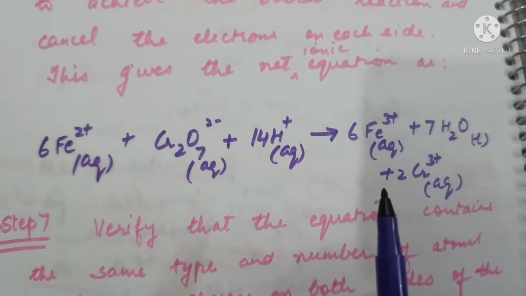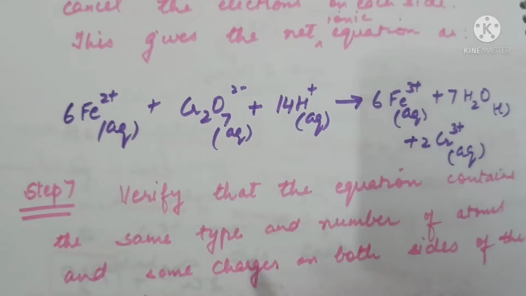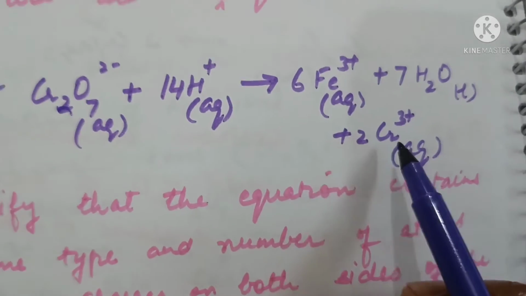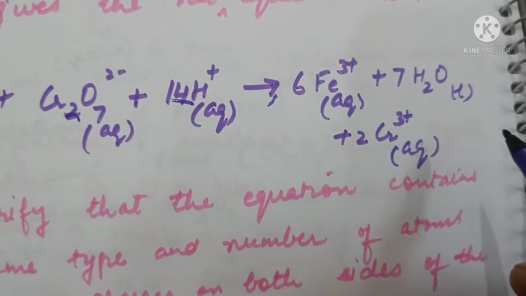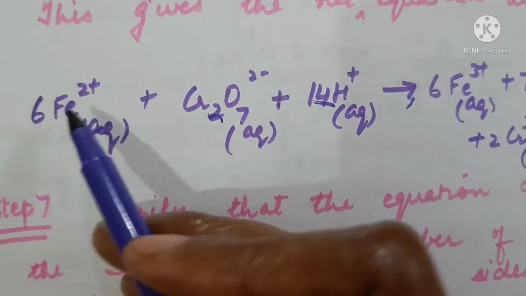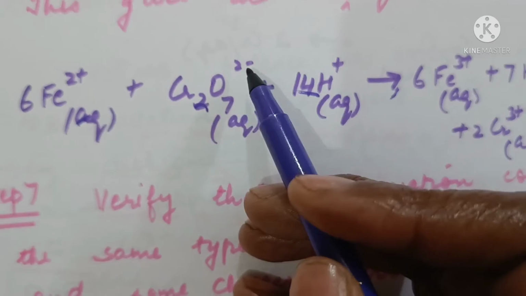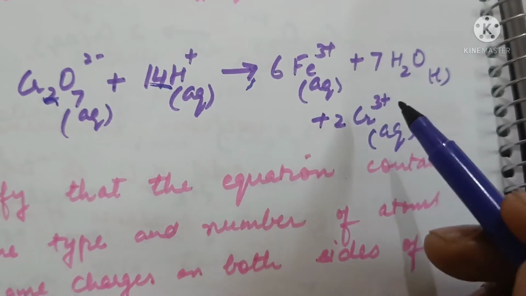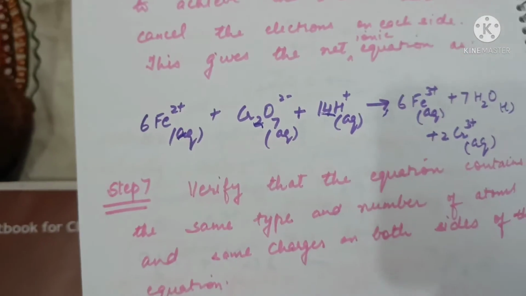Now the equation is balanced. We will just verify that the number of atoms and the charges are equal on both sides. We have 6 iron, 2 chromium, 14 hydrogens and 7 oxygens on both sides. And the charges are 6 into 2, 12 positive, 2 negative means 10 positive, and 14 positive means 24 positive on this side. And 6 threes are 18, and 6 more makes 24 positive. So we have 24 positive charges on both sides. So the equation is balanced.